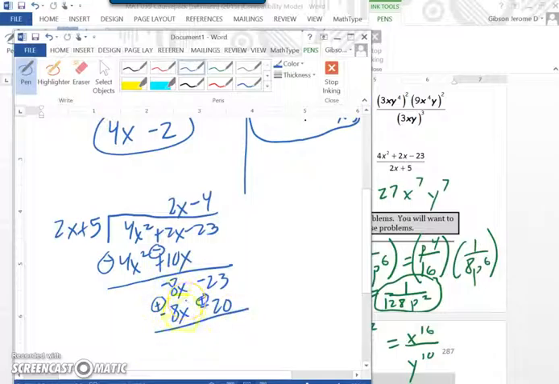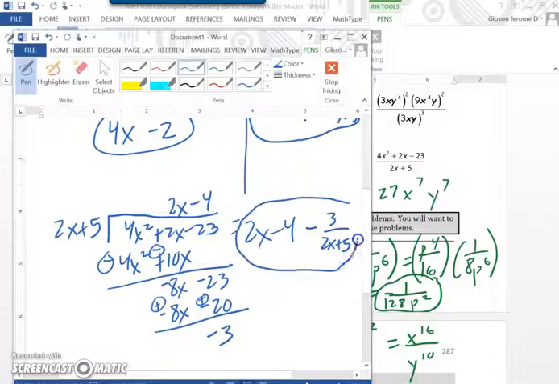We'll change the sign of both of these values here. The negative 8x and 8x will simplify out to 0. Negative 23 plus 20 will give us negative 3. So our final answer here would be 2x minus 4 minus 3 over 2x plus 5. And this is it.